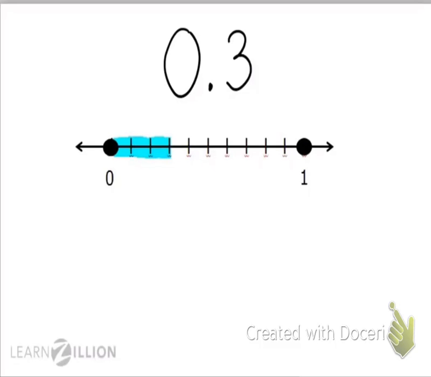This can be written as a fraction. 3 parts are shaded in, so 3 is our numerator. Our denominator is 10, since that's the total number of parts of our whole. Let's look at this another way.